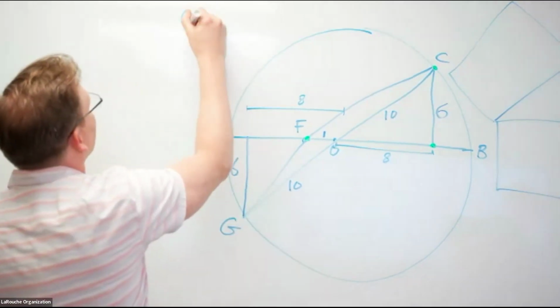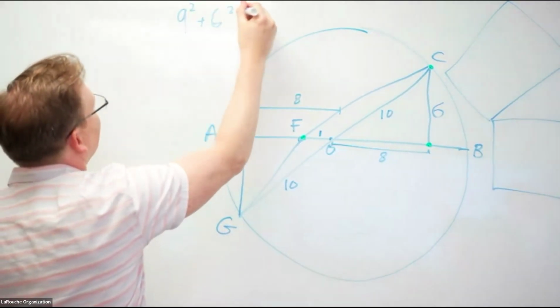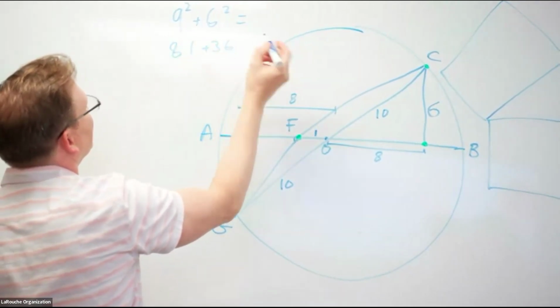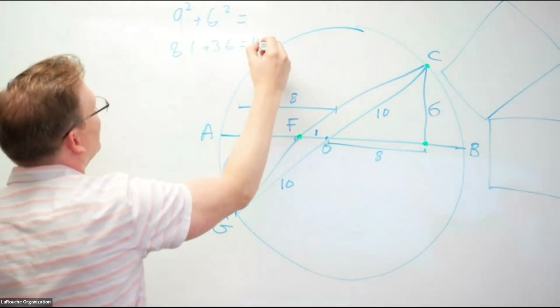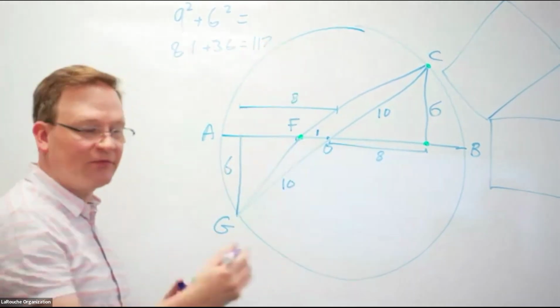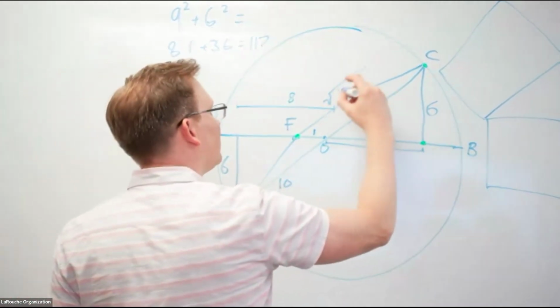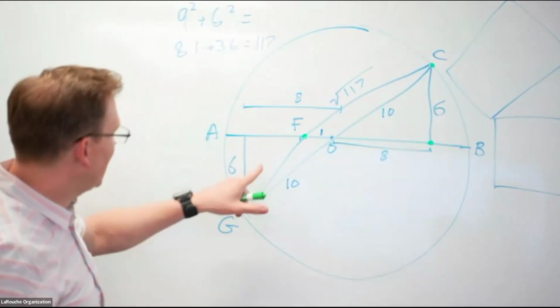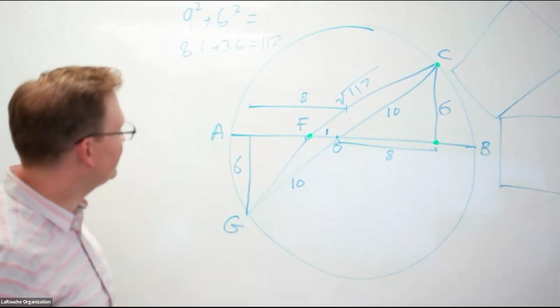So let's do 9 squared plus 6 squared. What do we got? 81 plus 36. It's 117. So that's why Fermat says that the length of line CF is the square root of 117. Okay. How about FG?